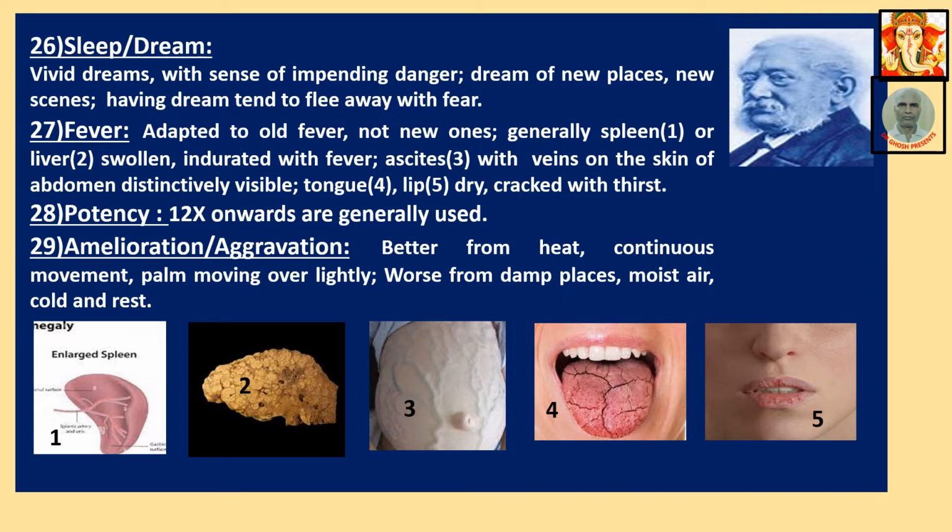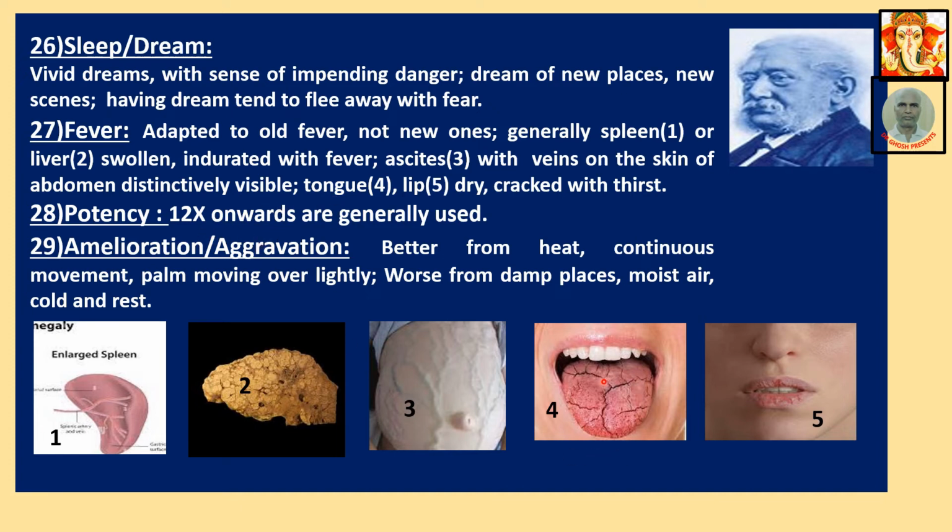Calcarea Fluor. Generally, spleen or liver swollen, indurated, with fever, ascites, accumulation of water in the abdominal tissue space, with veins on the skin of the abdomen distinctively visible. Note these things. This is ascites. The veins are visible on the abdominal skin.